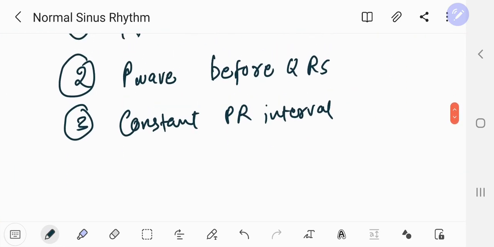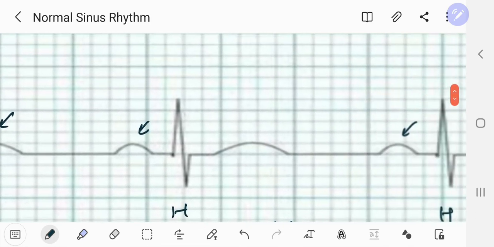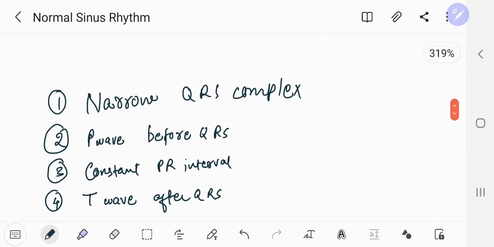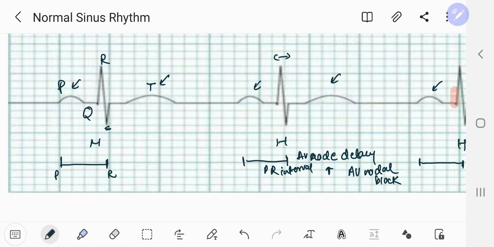And the final thing is that there should be a T wave after the QRS. A T wave should always be there. This denotes ventricular repolarization. So in a normal sinus rhythm, you will find a narrow QRS complex, a P wave preceding each QRS complex, a constant PR interval, and a T wave that follows the QRS complex. Also, the RR interval should be 0.8 seconds.